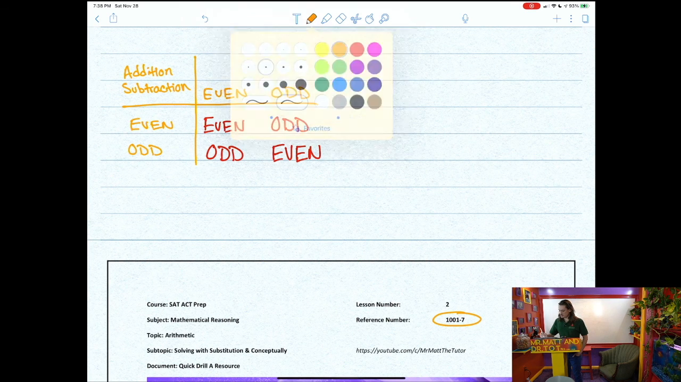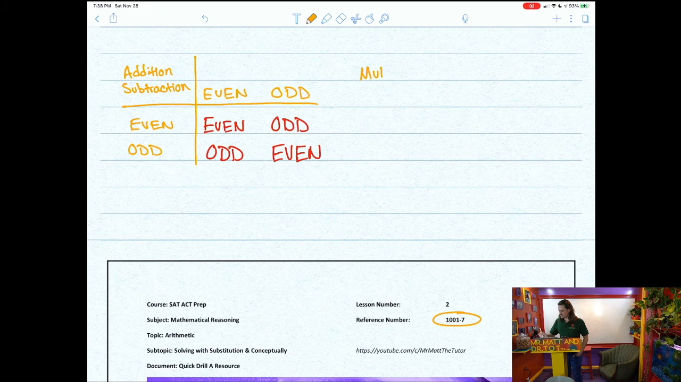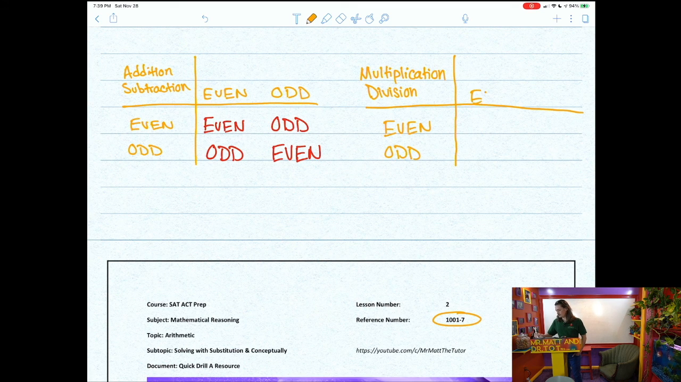With multiplication and division, and with division, you just need to make sure that you're talking about whole numbers, of course. But we can also use these combinations to determine some predictive outcomes. So an even times an even will always be even. An even times an odd will always be even. An odd times an even will always be even. And an odd times an odd will always be odd.